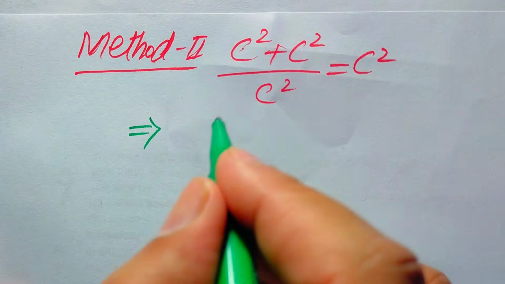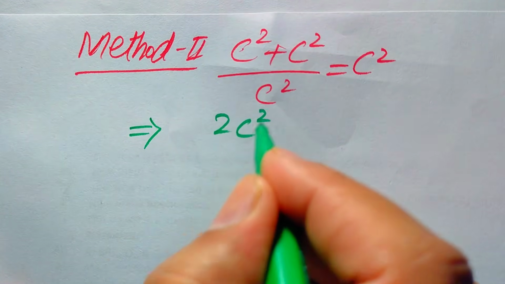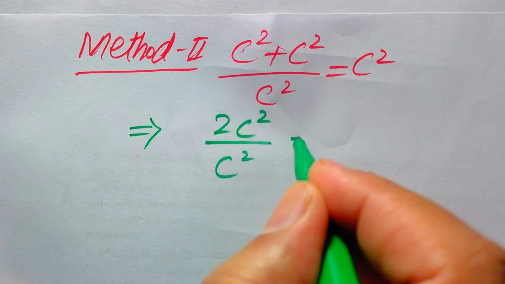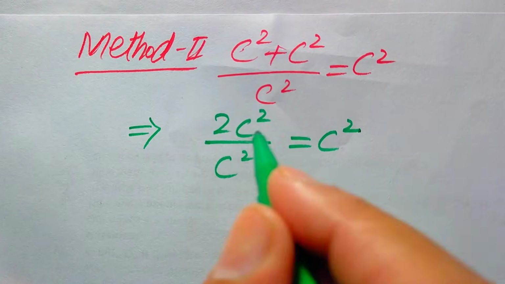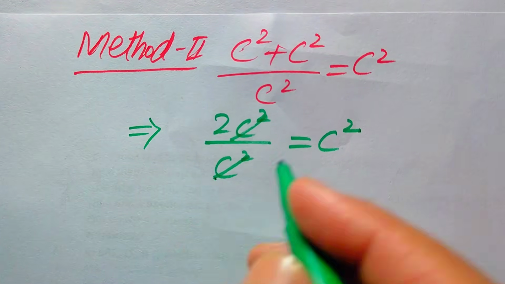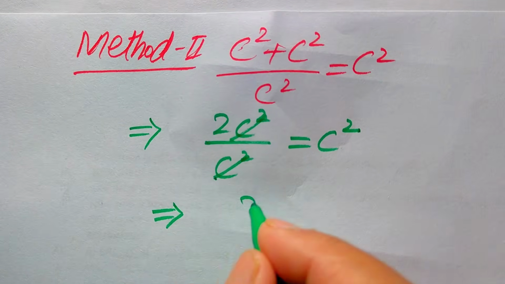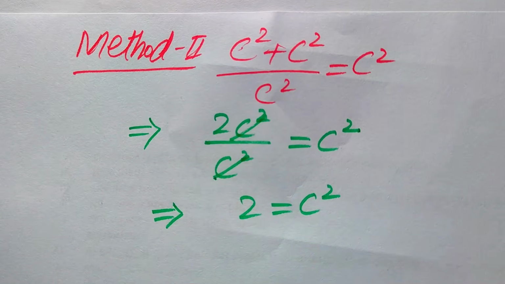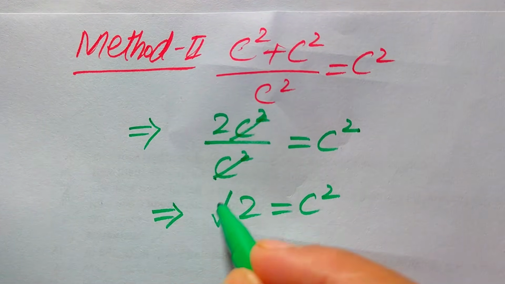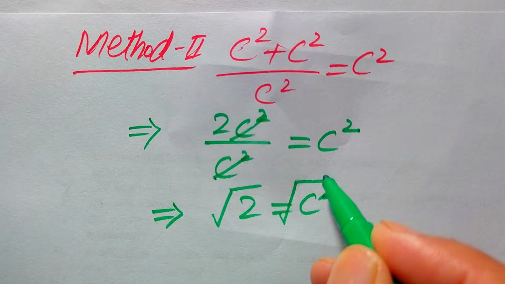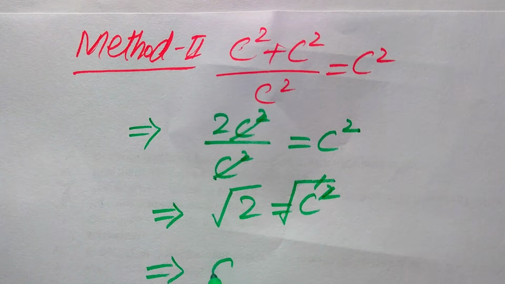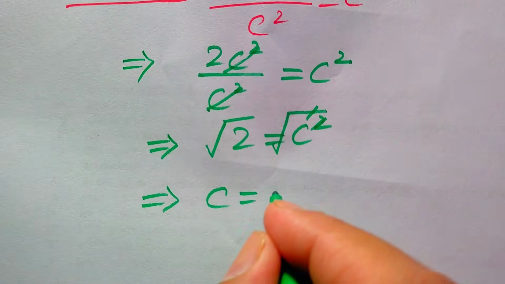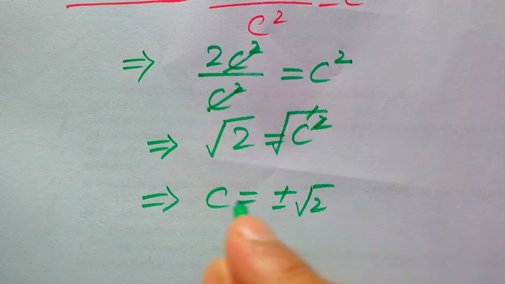So we have c squared plus c squared becomes 2 times c squared, divided by c squared equals c squared. This c squared and this c squared cancel, and we obtain 2 equals c squared. So for the values of c, we take the square root on both sides, and the 2 and square root are gone, and we obtain the values of c as plus minus square root of 2.